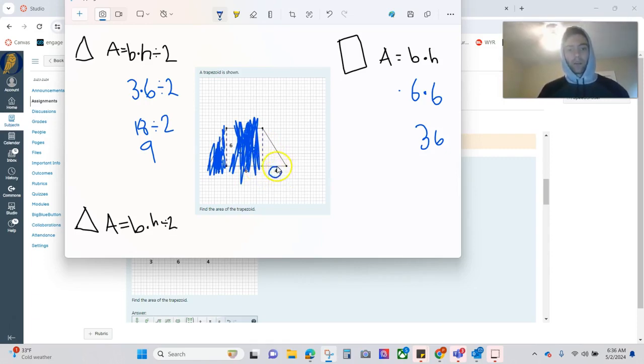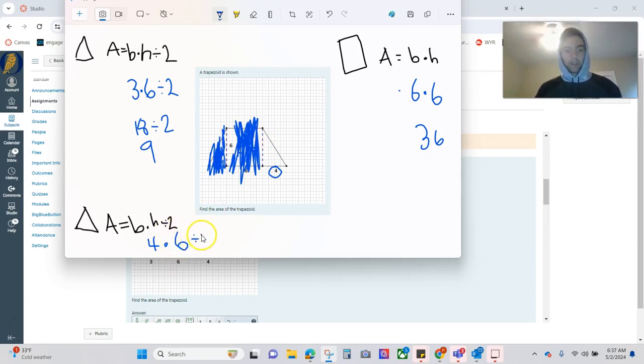If the base is 4, usually we think of the base as the bottom, but it is a flat side, a horizontal side or a vertical side. It has to be a straight side of the shape. Then what is the height? Oh, I think it's 6 still. This line is the same size as this line because they're both attached to the same parallel lines. So this height is still 6.